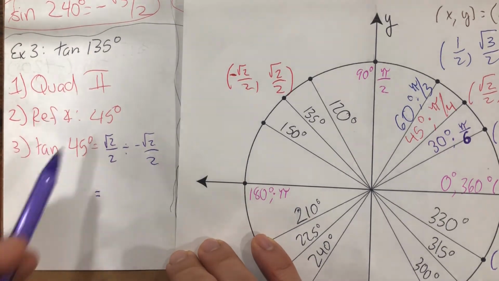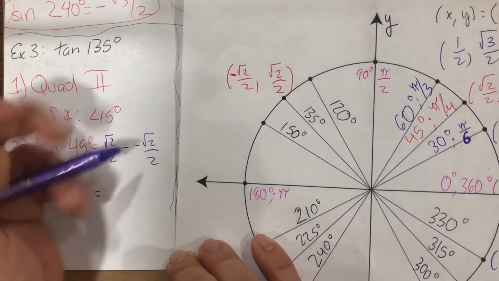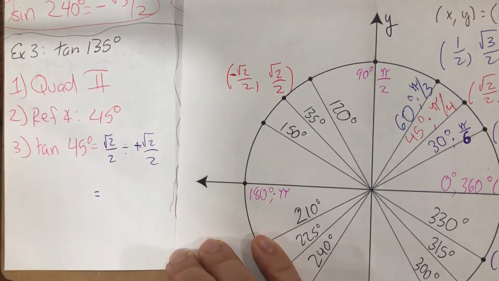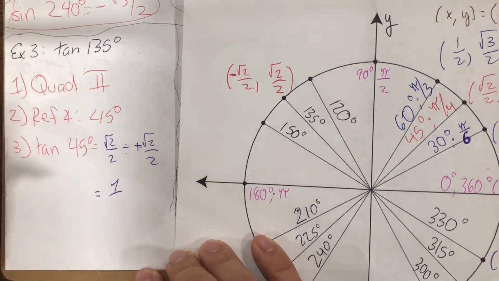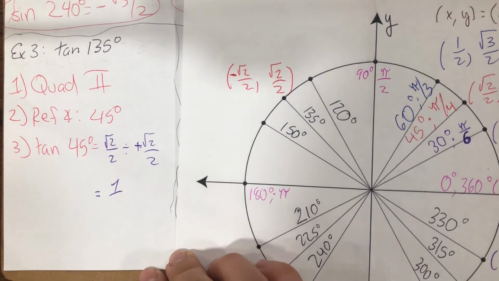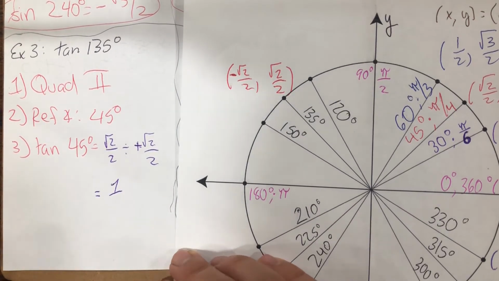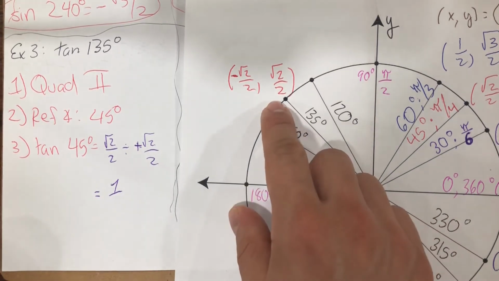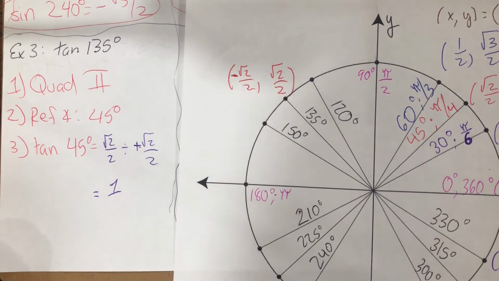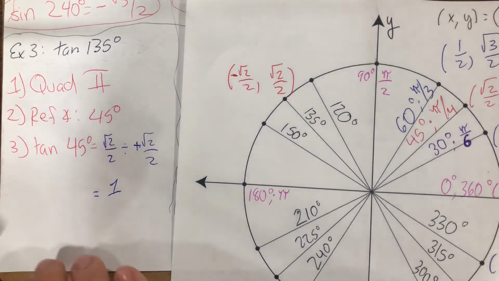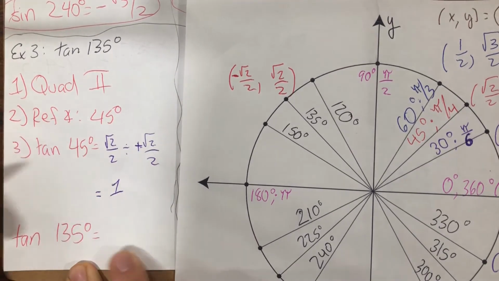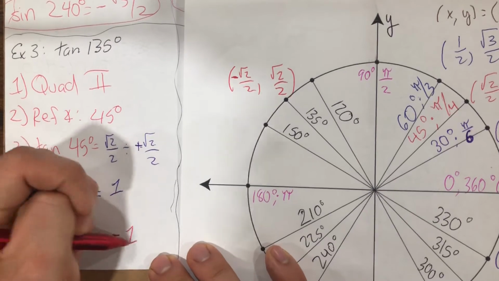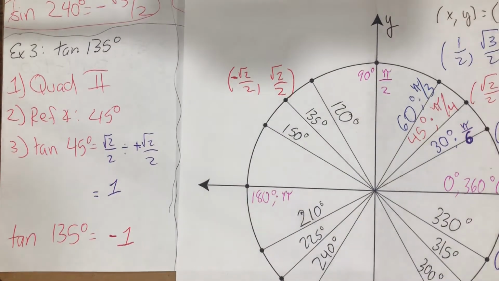However, the negative one is for 135. I'm still evaluating the reference angle, so both of them should be positive. So we have both of them being positive is going to turn into a 1. But my final answer is going to be a negative output, because since I'm dividing one positive by one negative output, I'm going to get a negative. So we have tan of 135 degrees equals negative 1.